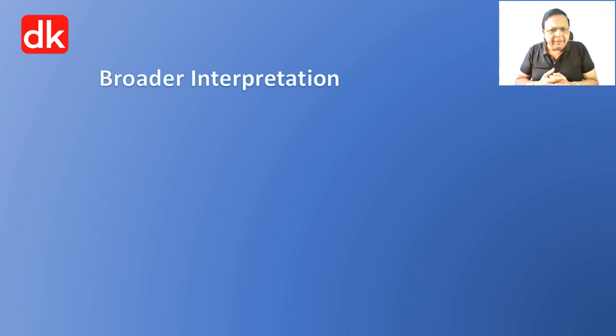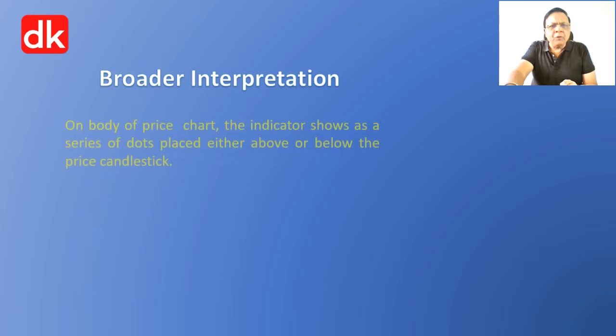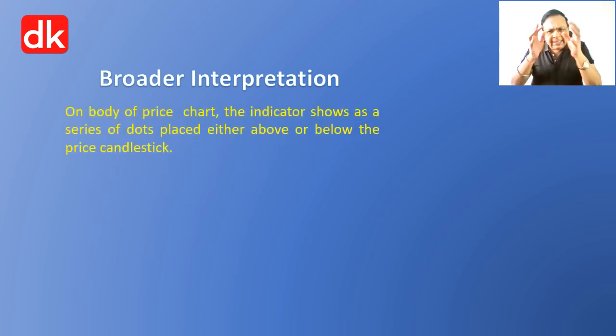So let me share with you the broader interpretation of parabolic SAR on the price chart. So friends, it is constructed on the body of the price chart itself. The indicator shows a series of dots. There will be several dots appearing on the price chart itself, and those dots can either be above the candlestick or below the candlestick.